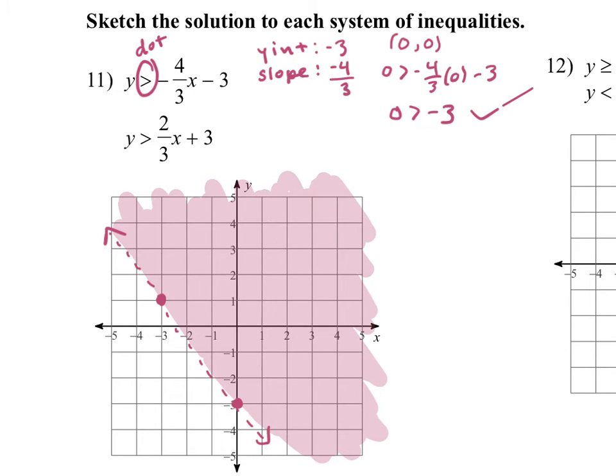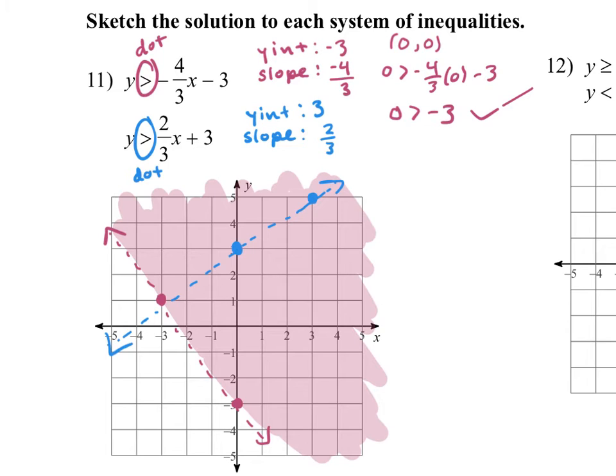All right. Next, our second equation. What's our y-intercept? 3. So we cross the y-axis at 3. What's our slope? 2 over 3. So we go up 2 to the right 3. So that's our second point. Do we connect these two dots with a solid line or dotted line? Dotted. Perfect. So our dotted line just goes through our 2 points there.